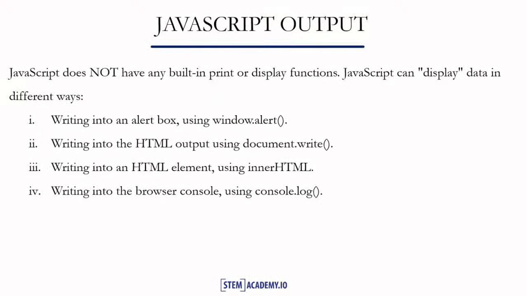JavaScript does not have any built-in print or display functions. JavaScript can display data in different ways. 1. Writing into an alert box using window.alert. 2. Writing into the HTML output using document.write. 3. Writing into the HTML element using innerHTML. 4. Writing into the browser's console using console.log.